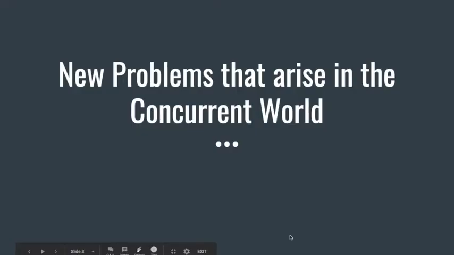My friend explained why concurrency is important and why concurrency is difficult. Now we are moving to the concurrent world from the sequential world. In simple terms, from a single thing happening at a time to multiple things happening at the same time. In this section, we will be discussing the new problems that arise in the concurrent world.